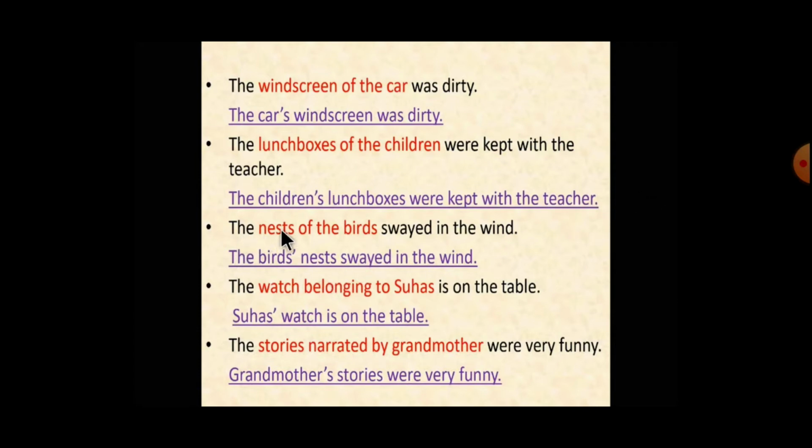Then the third one, the nest of the birds swayed in the wind. Swayed का मतलब कि आगे हम कह सकते कि जाना, move होना, because of the force of the wind. So we have to convert this nest of the birds into the possessive form. So the birds' nest swayed in the wind. Here we put only the sign of apostrophe to show the possessive form, because here we are talking about the birds, in the plural form, and there is letter s here. So we have to just put the sign of apostrophe and the rest of the words remain the same. So the birds' nest swayed in the wind.